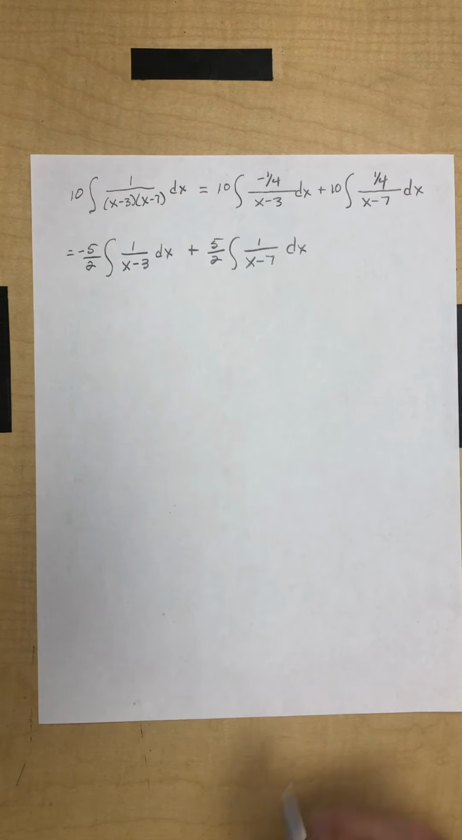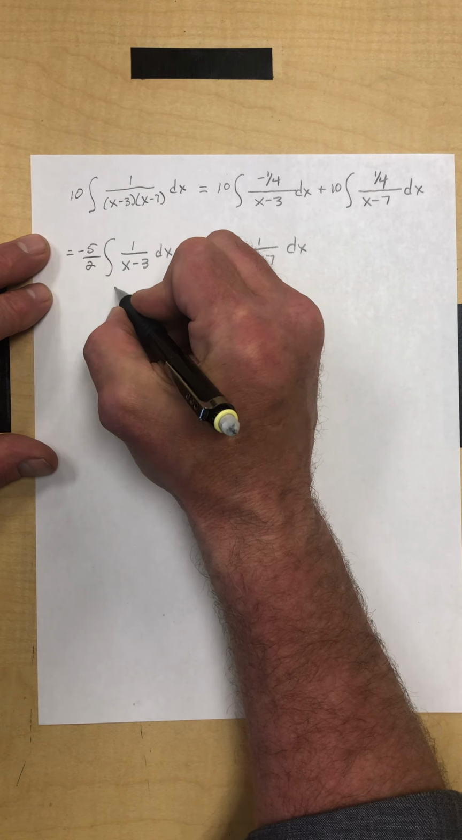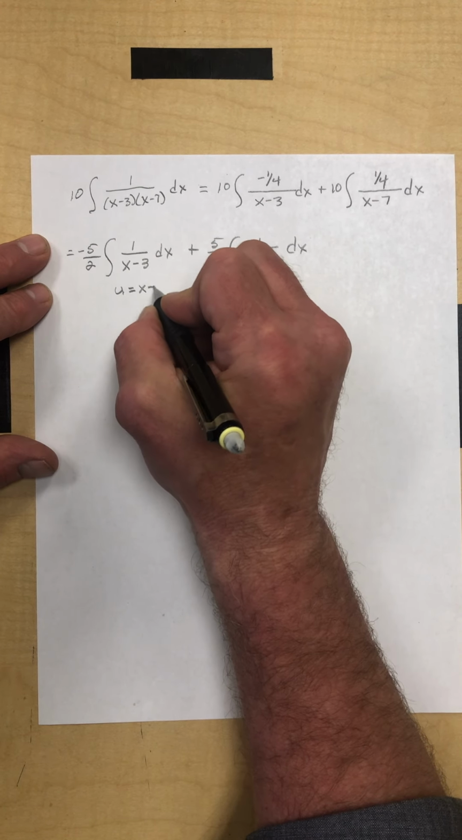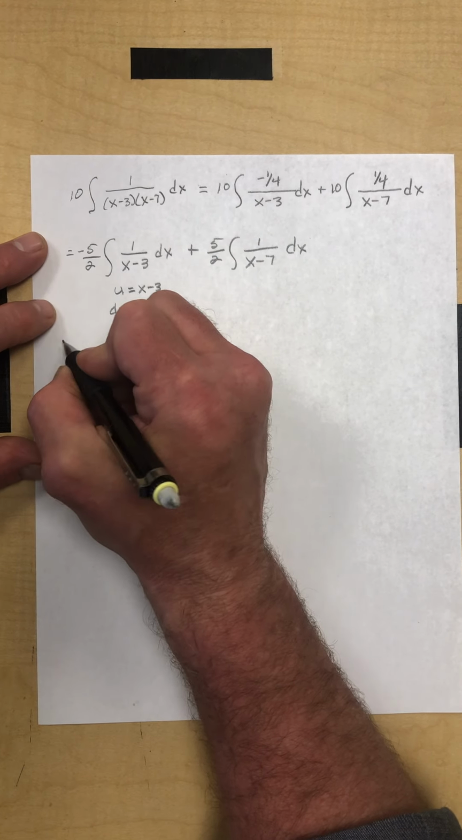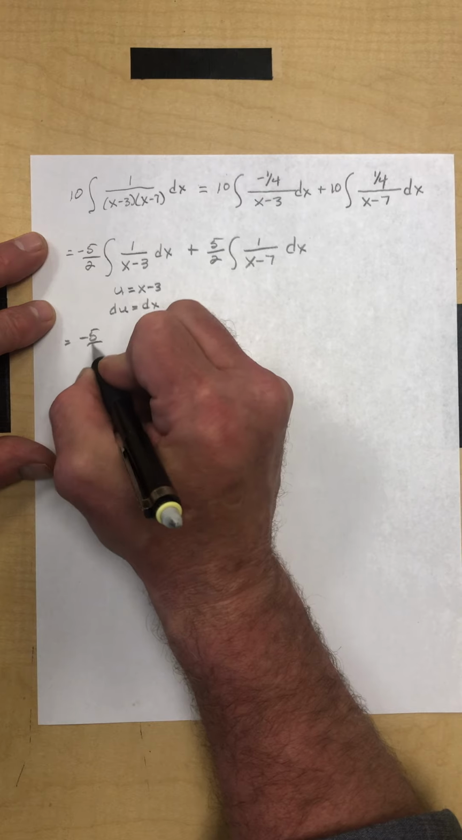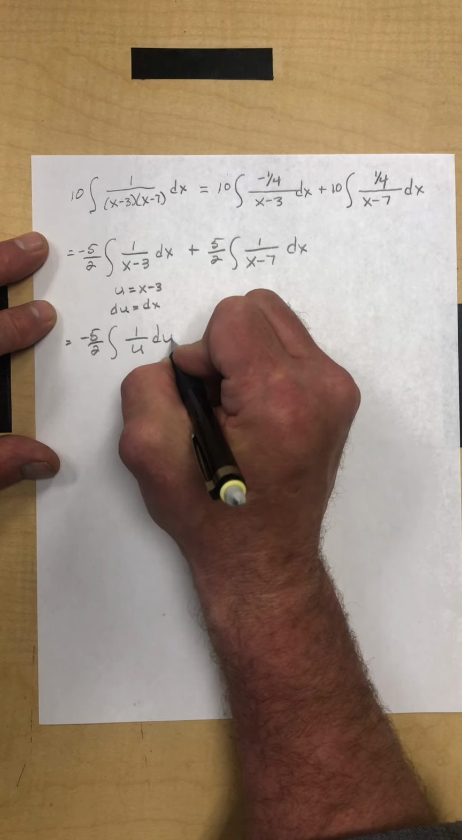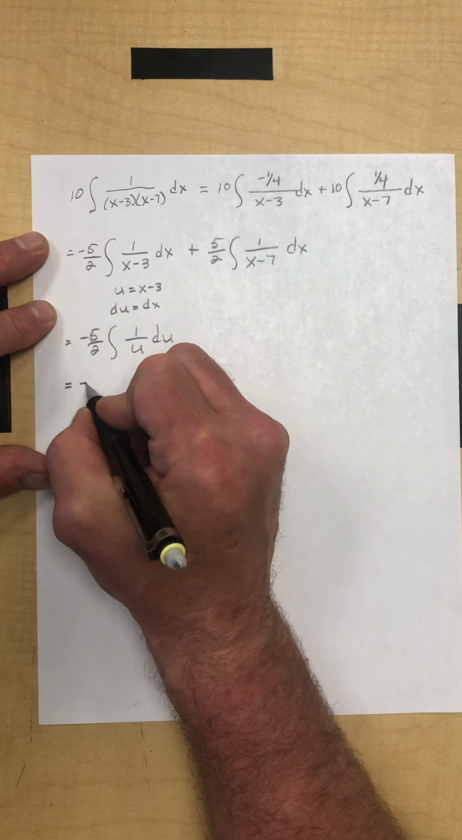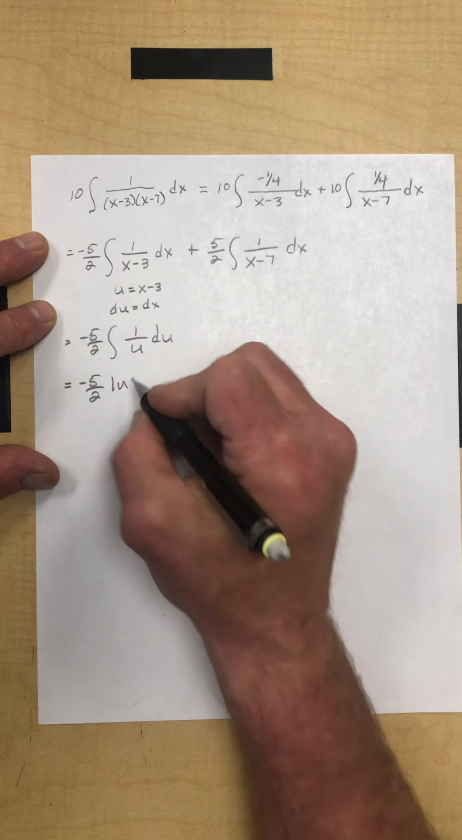From here on out, it's pretty straightforward. Use substitution. Right here, we let u be x minus 3, so my du is dx. So I'm going to get a negative 5/2 times the integral of 1 over u du, which gives me a negative 5/2 times the natural log of u, which is x minus 3.